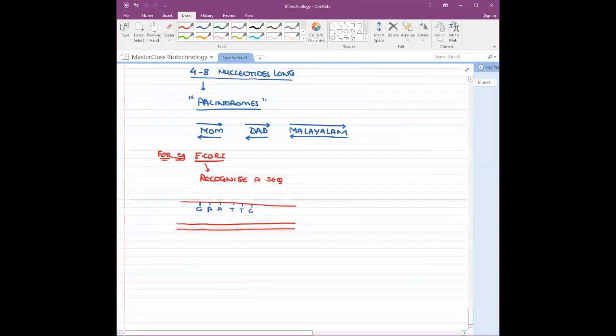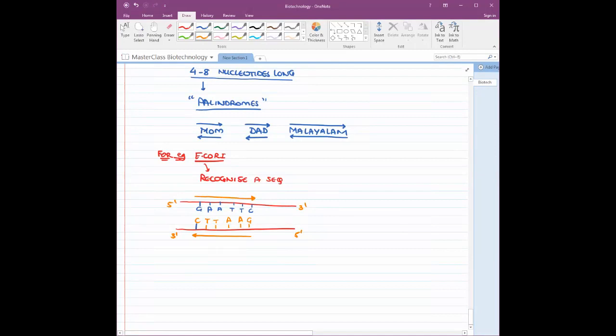On the other strand, if this is G, this is going to be C. If this is A, this is going to be T. A, T, T, A, C, G. So now, guys, let's try to read. Whether it is from 5' to 3' or 3' to 5', you read it in any manner. From left to right, GAATTC. From right to left, GAATTC. The sequence remains the same. Everybody getting the hang of this, guys?